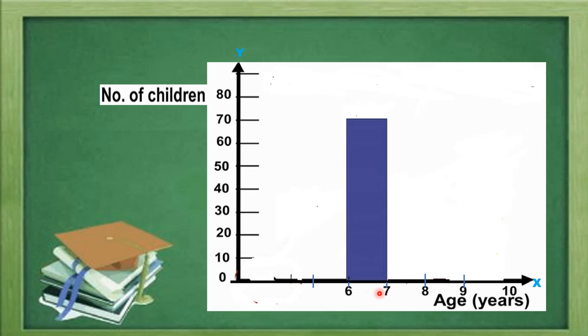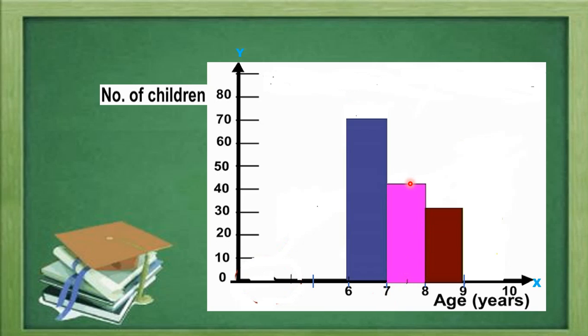Similarly, the next class interval is shown here, 7 to 8. The rectangle ends at 7, but the next class interval is 7 to 8, so the next rectangle will also start from the same point, 7, where we have marked the point for the 7 year. Here it goes up to the height 45.